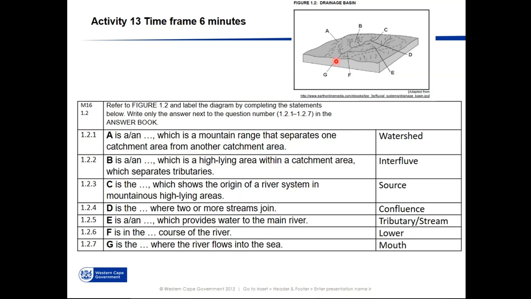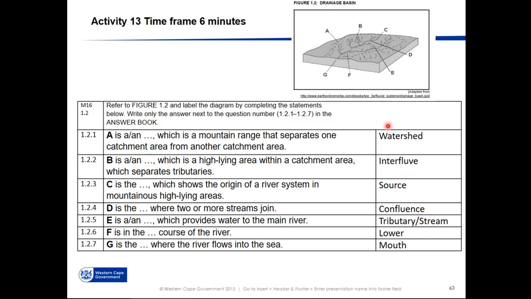A is the watershed. B is the interflow. And what is another name for an interflow? A high-lying area. C is where it starts from, which is known as the source. D, okay, so we show you there. There is D, where the two rivers get together, and therefore you have a confluence.